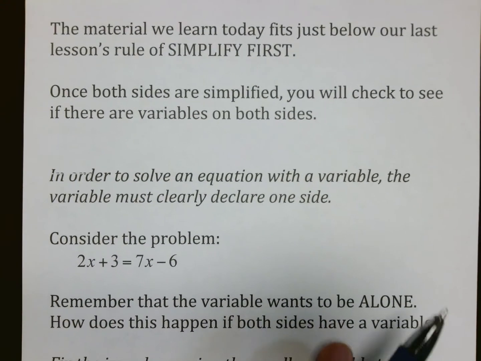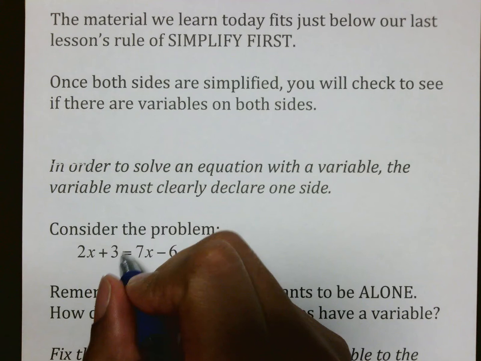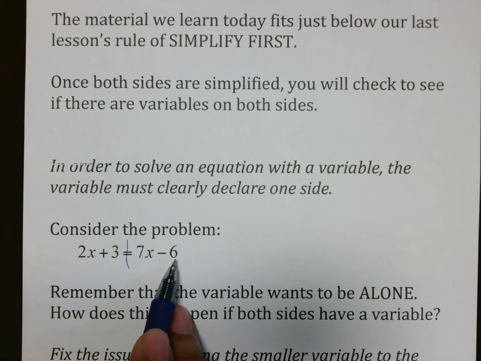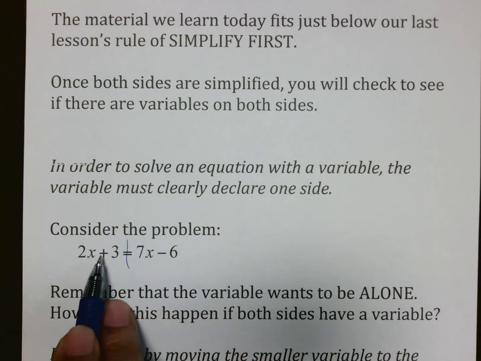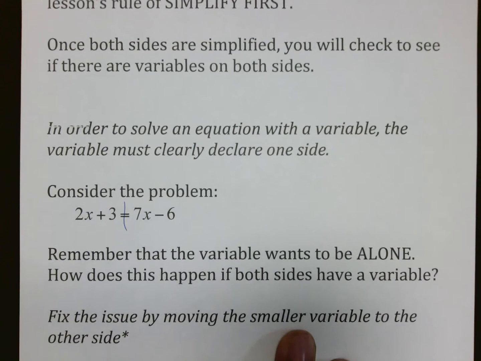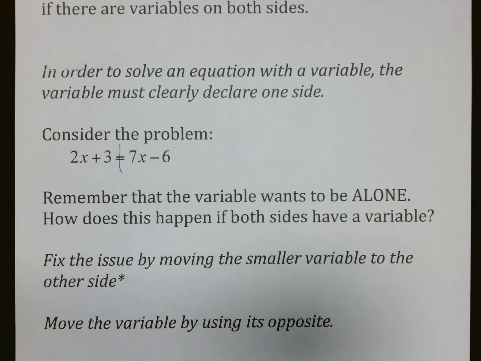So, looking at the problem here, we've been taught to move everything away from x, so if we drew our line and said x is on the right, then I'll just move the 3 over here. But if I move the 3 over here, now the 7x doesn't want it, so you send it over there. And then of course the 2x doesn't want it, so you've got to send it back over. So again, knowing that the variable wants to be alone, you cannot get the variable alone if both sides have a variable, so you fix the issue by moving the smaller variable to the other side.